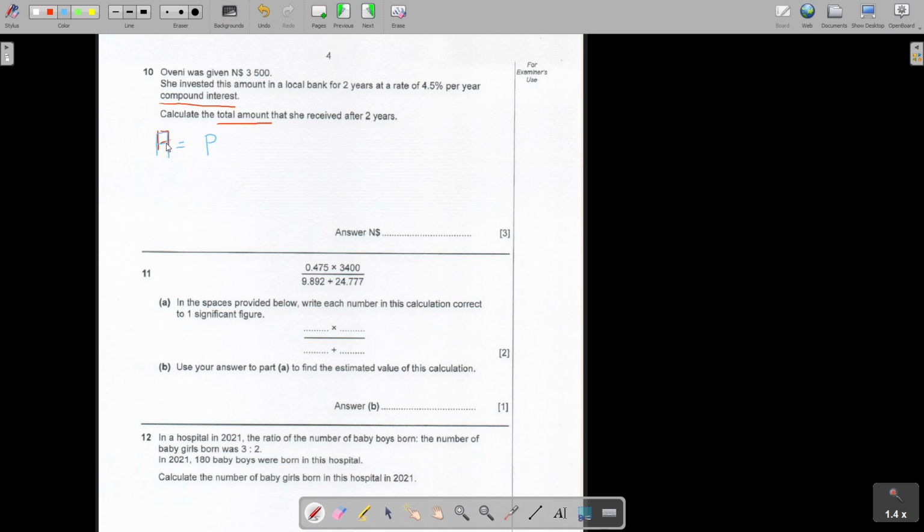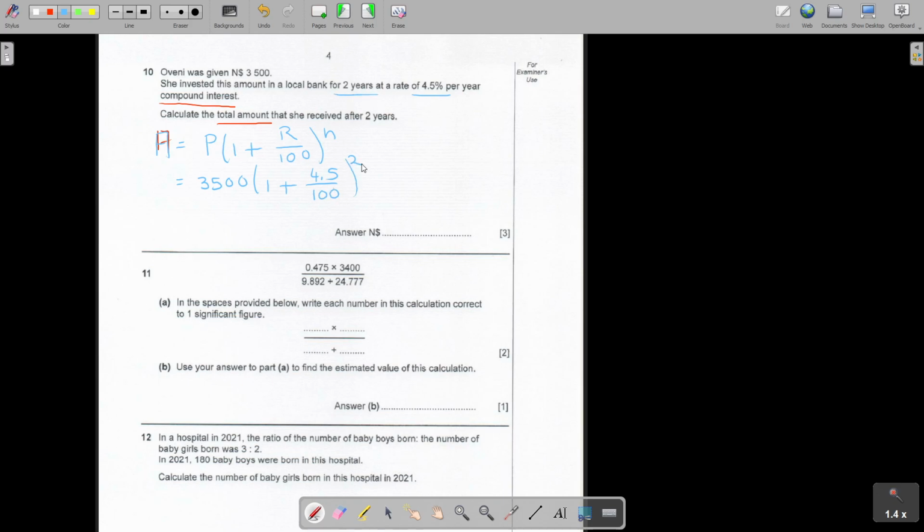I just want to make it blue. A is equal to P times 1 plus R over 100 to the power n. I'm writing the formula. You don't have to. You can directly start with substituting it in. So 1 plus, there is the percentage, 4.5 over 100, and there is the years, 2.